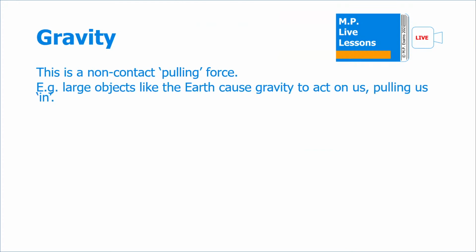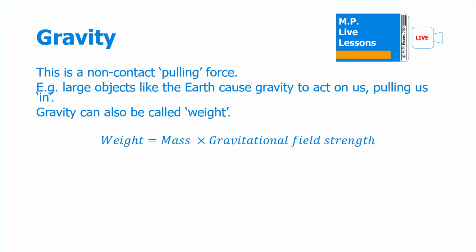Next, we have gravity here. This is another example of a non-contact pulling force. For example, large objects like the Earth cause gravity to act on us and they pull us inwards. Gravity can also be called weight. Now, there's a formula for this which will be given in the exam: weight is mass times the gravitational field strength, or W equals mg. It's nice knowing this year that you don't have to memorize these formulas.